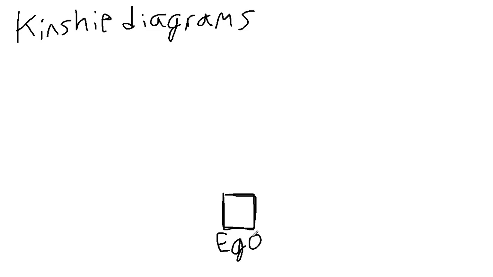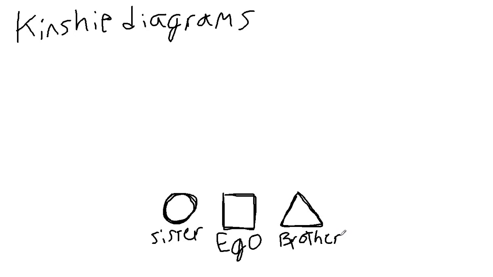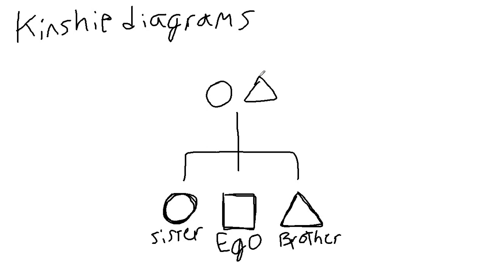And let's say ego has a sister and a brother. Females are always represented with circles, and males are always represented with triangles. So this is the sister over here, and this is ego's brother over here. If they're full-blooded siblings, they will all come from a mated pair, a mother and a father. The mother would be the maternal parent, and the father, obviously, is the paternal parent.